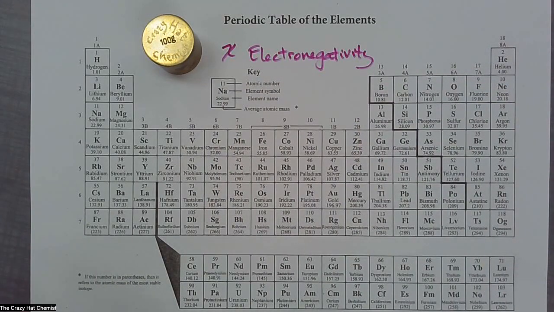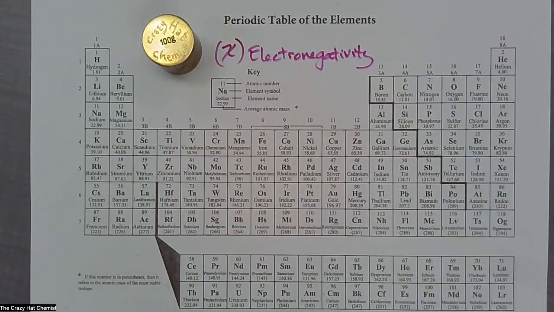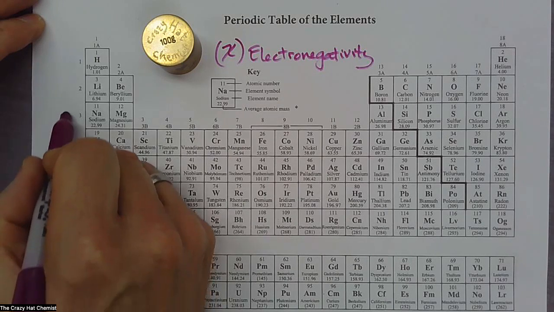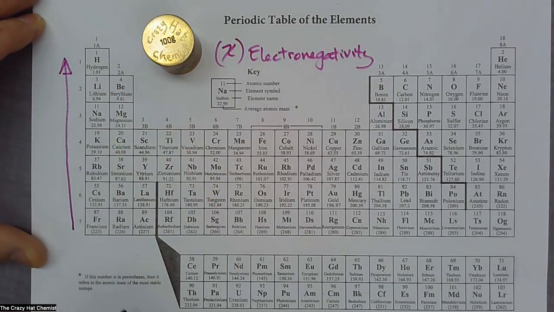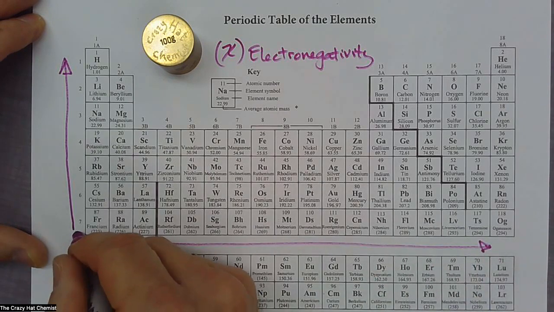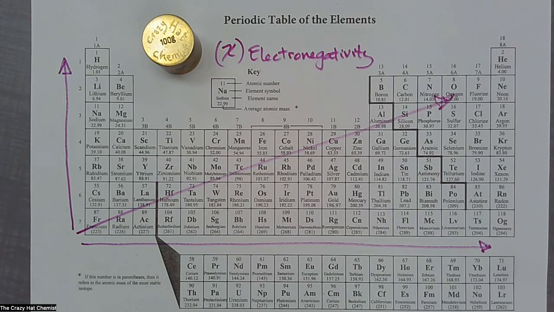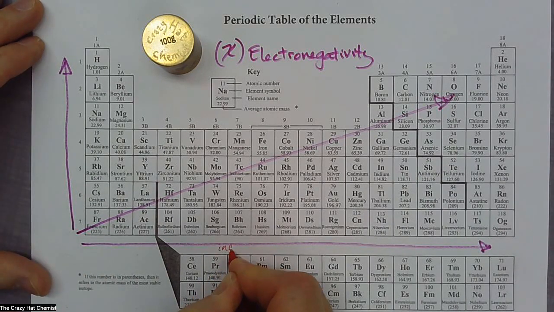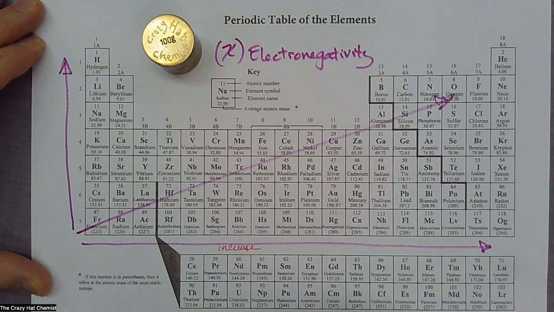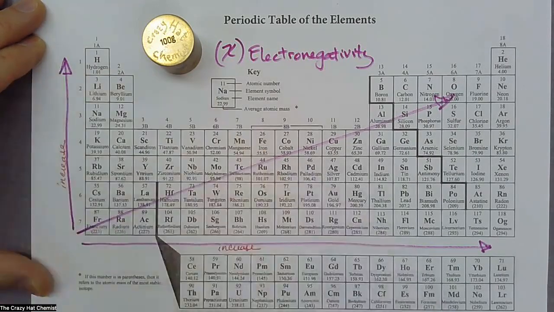Okay, electronegativity. It symbolizes a scripted X here. Electronegativity increases as one moves up a group and increases as one moves to the right within a period. So overall, the net increase is right there. Okay, so let's write those down. So this is going to be an increase going to the right within a period, and an increase going up the group.